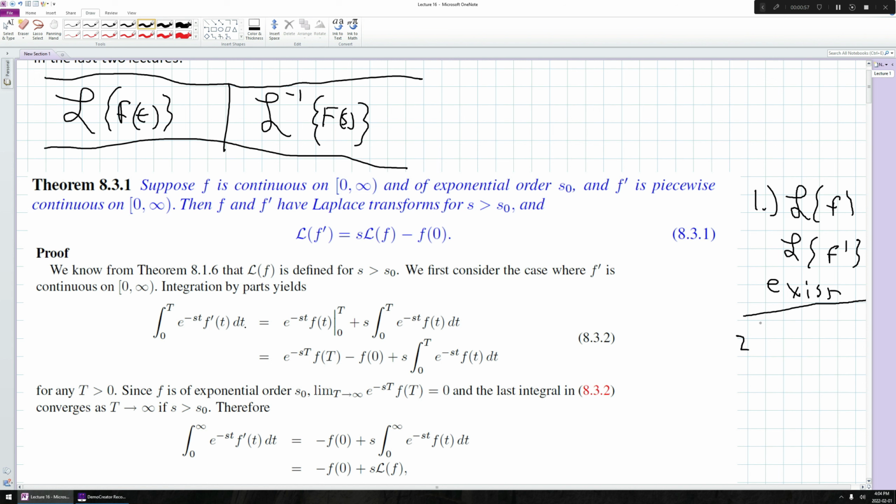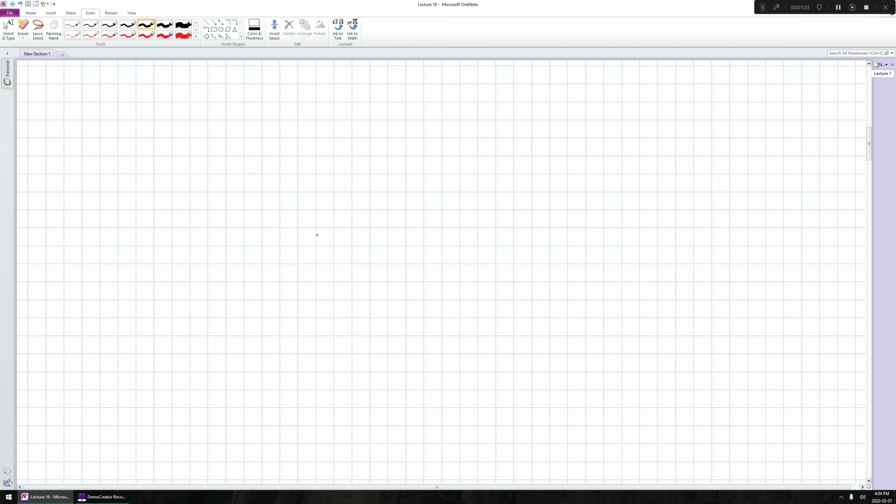Okay, so we can do these in turn, and we could try to start by proving this in general, just by assuming that f is continuous and f prime is piecewise continuous. But it turns out that it's useful to split these up into two cases, and first consider the case where the derivative is continuous on 0 to infinity. So why is this the case? Well, if f is piecewise continuous, then basically what does that tell me?